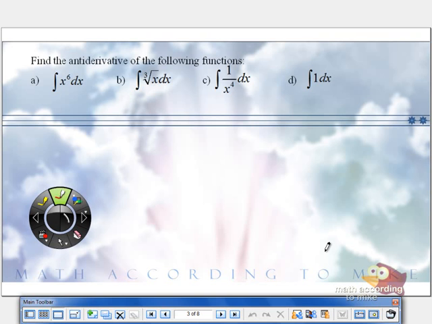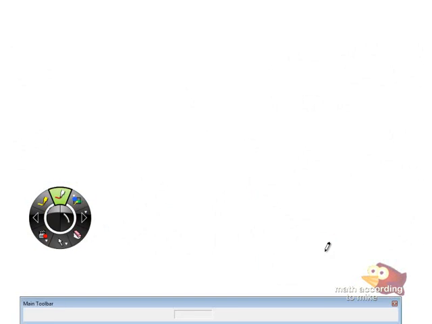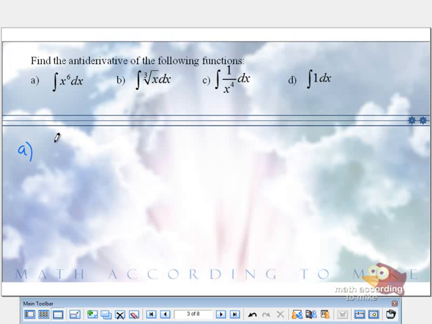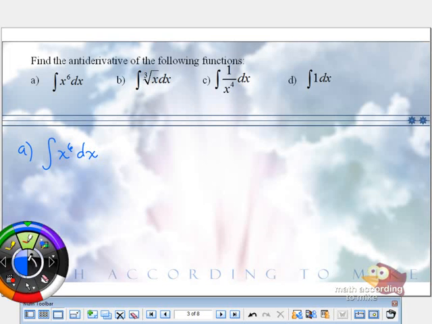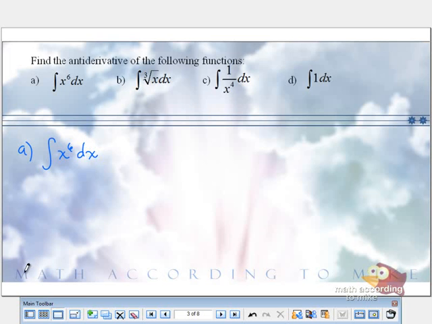So for the power rule to work, what has to happen is that we make it look like x to a number. So the first one looks like x to a number. So part A, for the integral of x to the 6th dx, what's our n? 6. So according to the power rule, it would be 1 over 6 plus 1 x to the 6 plus 1 plus c. So over in that formula, whatever your n is, that's what you're putting in.